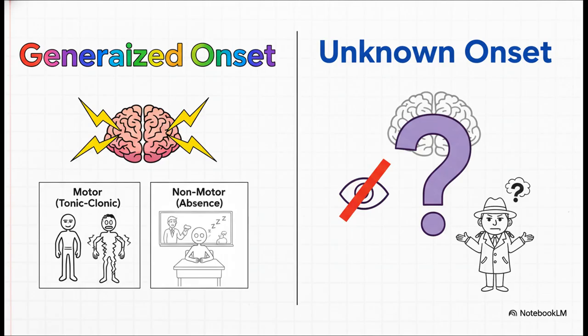And then, of course, we have that last bucket, unknown onset. We use this category when we just don't have enough information, maybe because no one saw the seizure start, so we can't be sure if it was focal or generalized.